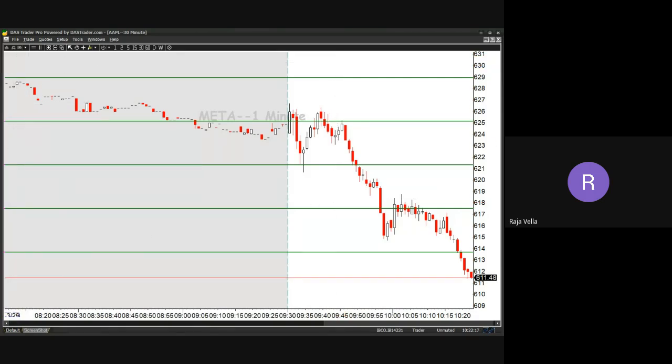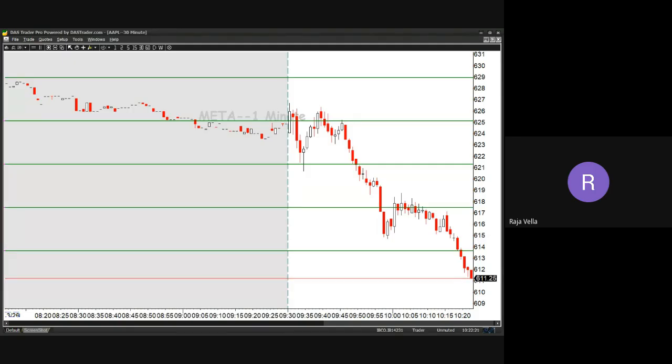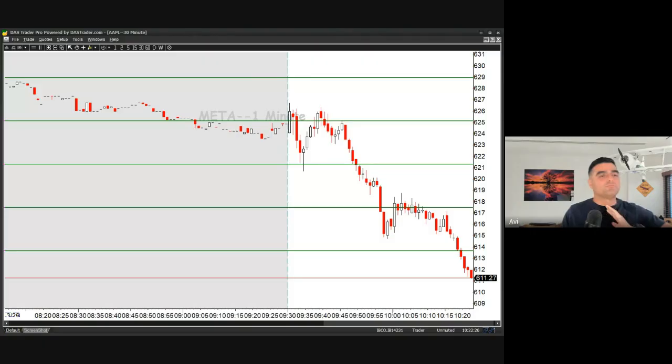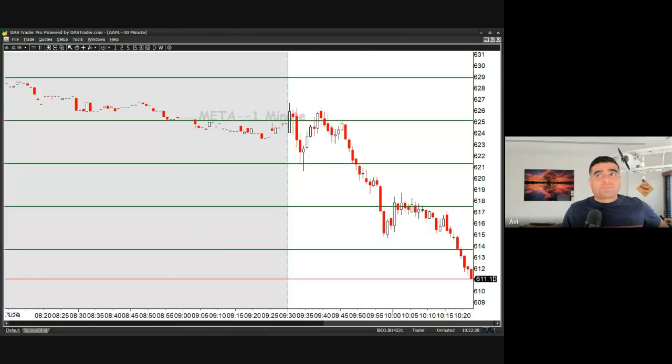Meta, Tesla, SPY. Today's one of those days I bet if I come back later in the day, I'll get two massive trades. Most likely continuations to the downside.